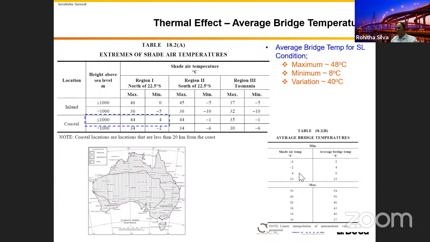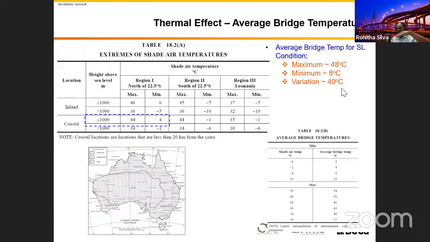If we work out the corresponding bridge temperatures, if you go to the bottom area of the column, shade air temperature 42 corresponds to average bridge temperature 46, and shade air temperature 46 corresponds to 50, then the 44 is the average of these two. 50 plus 46 divided by 2 is 48, and your minimum corresponding to 4 degrees you can read straight away. For shade air temperature 4, the corresponding average bridge temperature is 8. So the variation is 40 degrees.